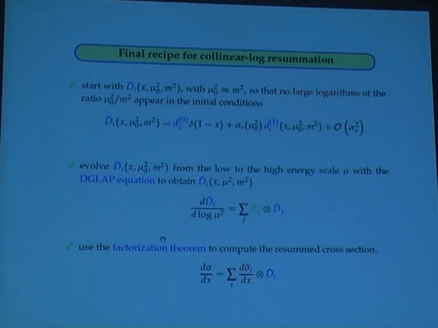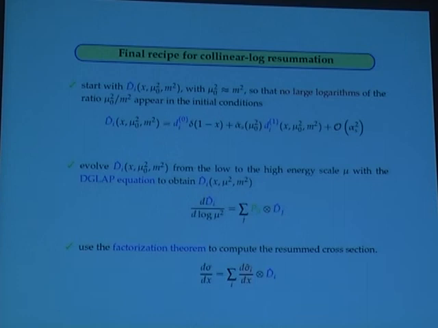Then you take the Dokshitzer-Gribov-Lipatov-Altarelli-Parisi, known as Altarelli-Parisi for us, evolution equation that I've shown you before. And I've shown you before that with the Altarelli-Parisi equation, you can go from a small scale, mu zero, of order of m squared, to a higher scale, mu squared, of the order of q squared. And I told you that this equation will sum correctly all the logarithms. Finally, you get your expression, you plug it in the factorization theorem, and you read on the left-hand side the differential cross-section where all the logarithms have been resummed.